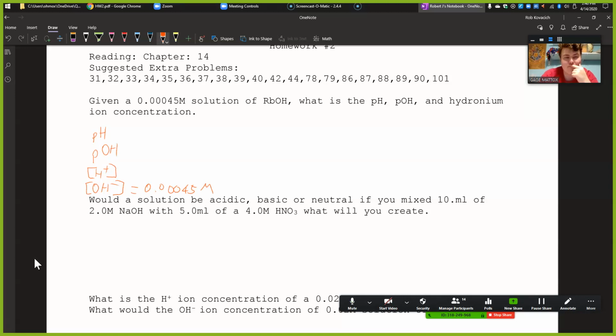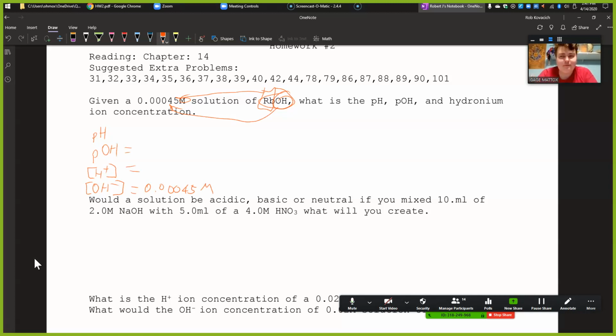Why is that the case? We know because it's a strong base, it fully dissociates. So the rubidium and the hydroxide are going to fully separate. If it's 0.00045 molar rubidium hydroxide, that means it's 0.00045 molar rubidium and 0.00045 molar hydroxide. Because it's a strong base, I immediately know what the concentration of hydroxide is.